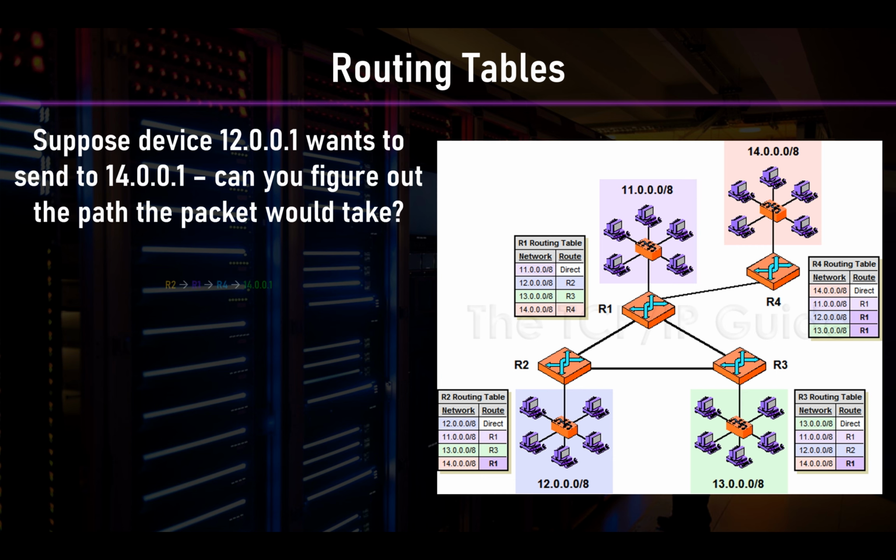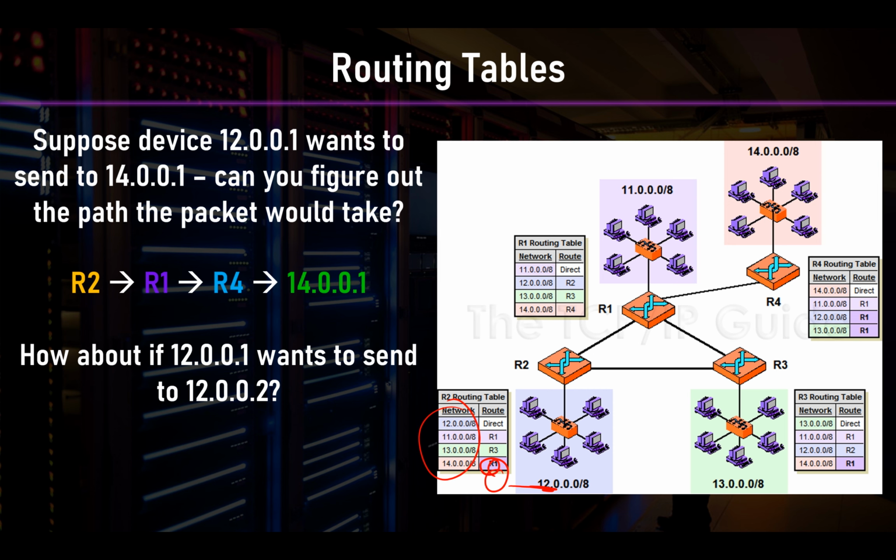So routing tables, I think we mentioned this. Let's say device 12.0.0.1 wants to send to 14.0.0.1. Then we start here on network 12. We look in network 12's routing table to determine where to send that. Since we're sending to 14, we're going to send it to router 1 here.